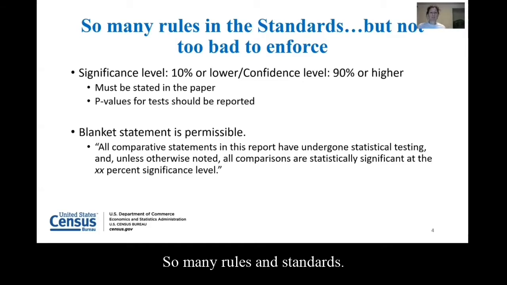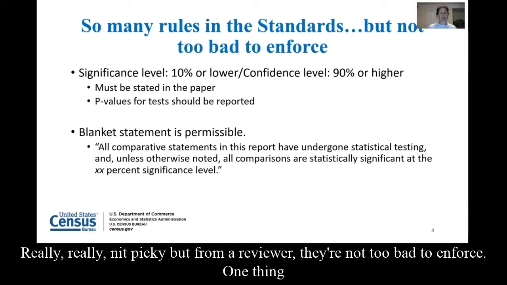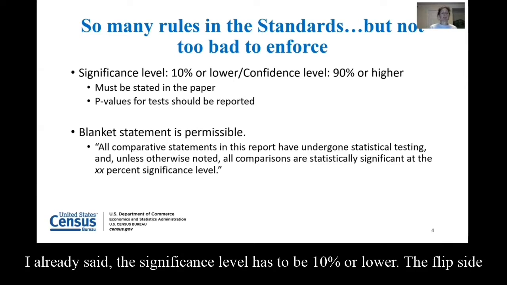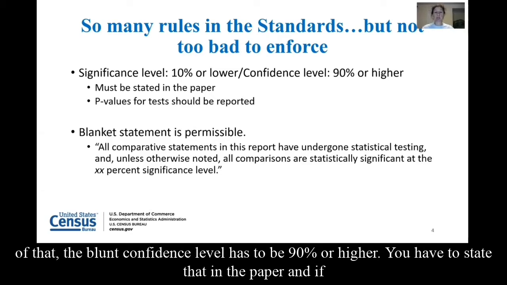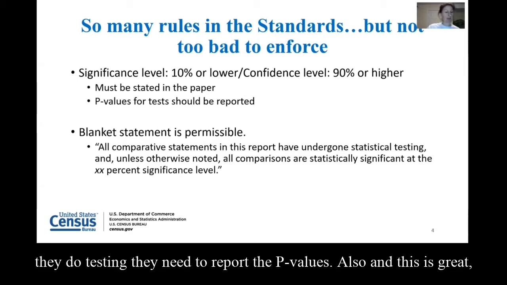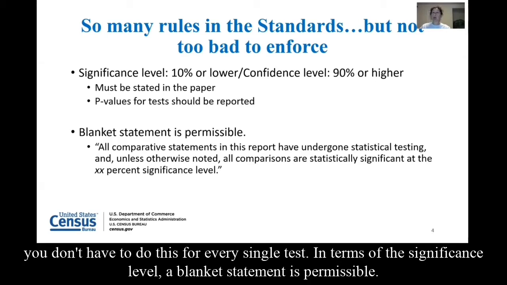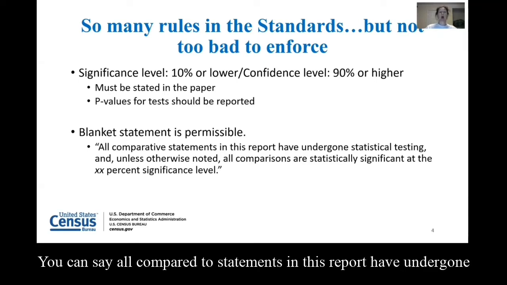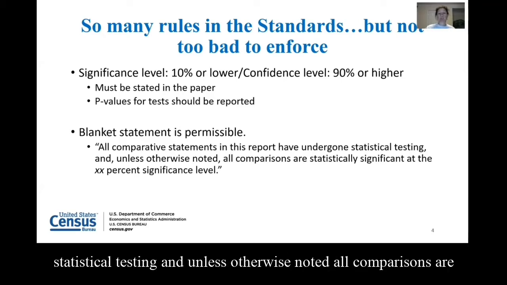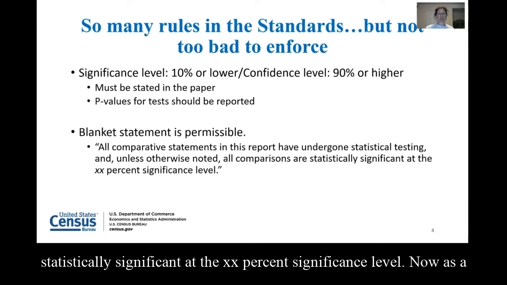So many rules in the standards. Really nitpicky, but from a reviewer, they're not too bad to enforce. One thing I already said, the significance level. It has to be 10% or lower. Flip side of that, equivalent confidence level has to be 90% or higher. They have to state that in the paper, and if they do testing, they need to report the p-values. Also, and this is great, you don't have to do this for every single test in terms of the significance level. A blanket statement is permissible. You can say, all comparative statements in this report have undergone statistical testing, and unless otherwise noted, all comparisons are statistically significant at the XX% significance level.